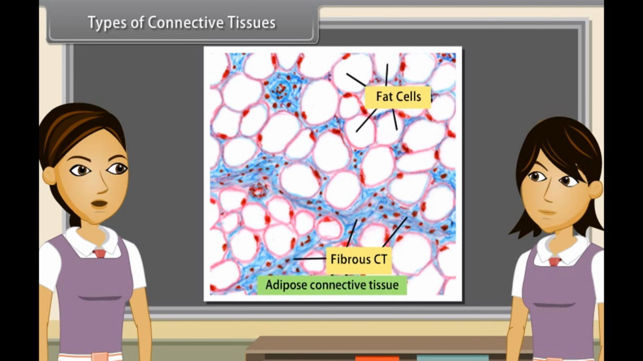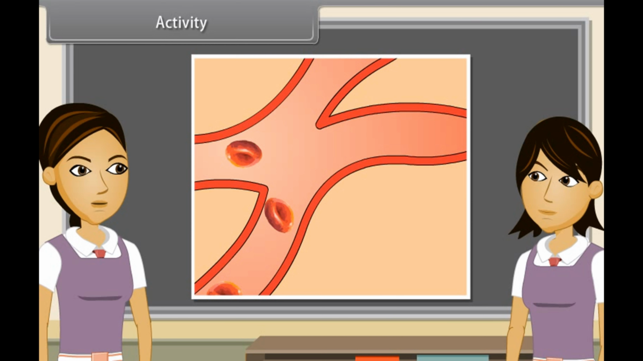Plasma forms 55% of the total volume of blood. Plasma is a complex fluid containing inorganic salts and organic compounds like albumins, globulins, and fibrinogens, glucose, amino acids, lipids, vitamins, enzymes, hormones, and waste materials like urea and uric acid. Human red blood cells are circular, biconcave, and enucleated and more in number. They have an iron-containing conjugated protein called hemoglobin, due to which they are red in color.